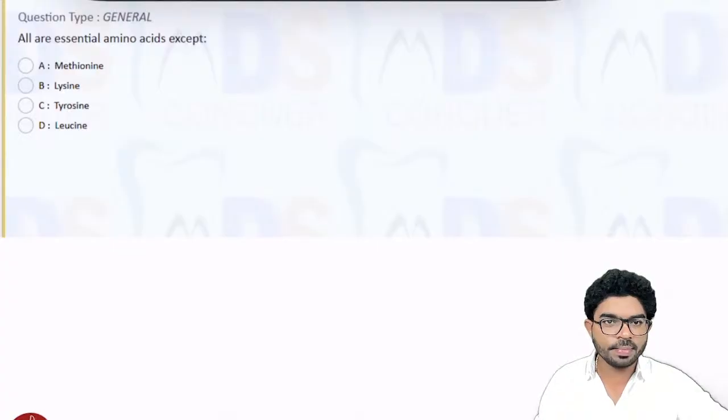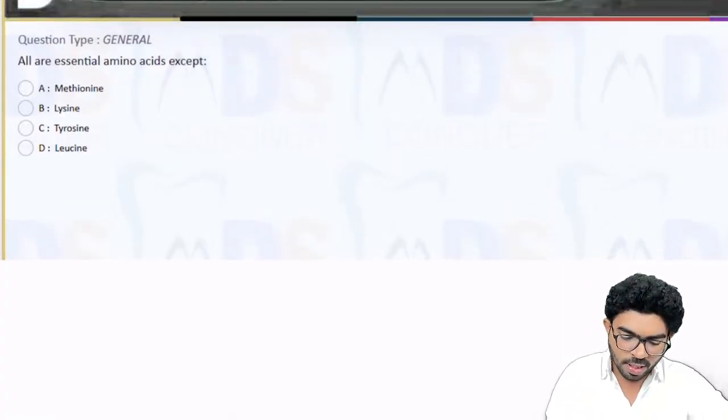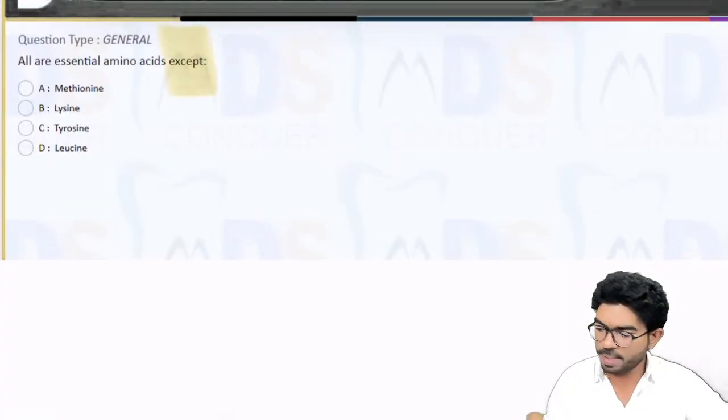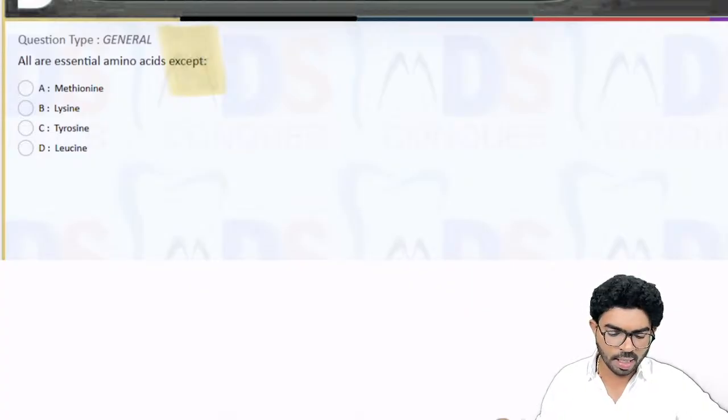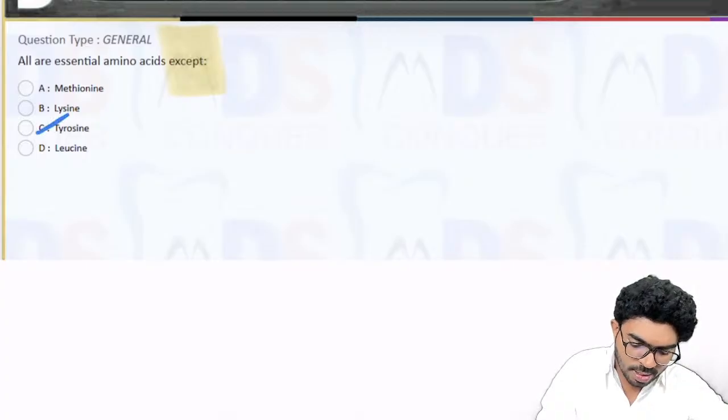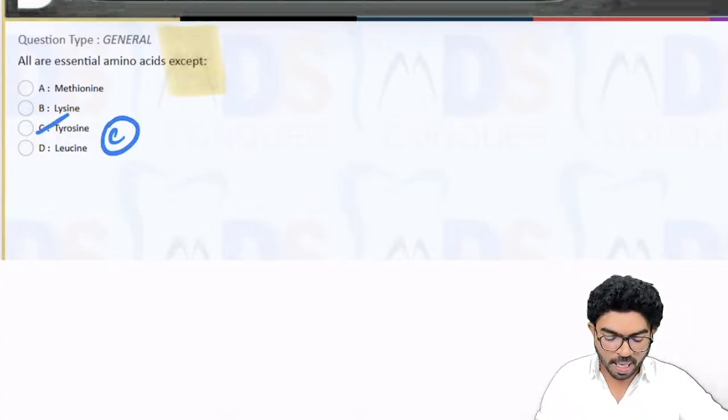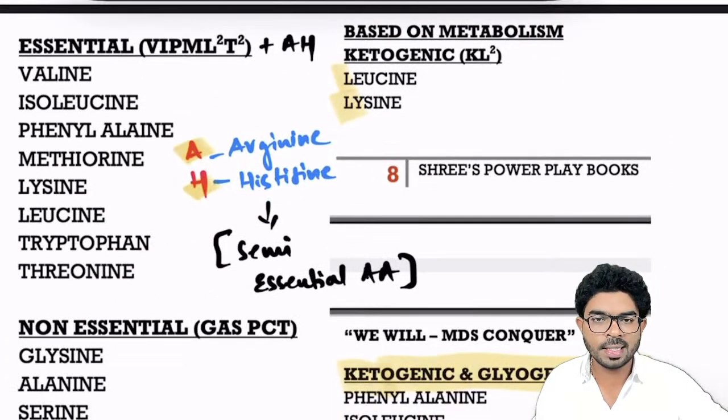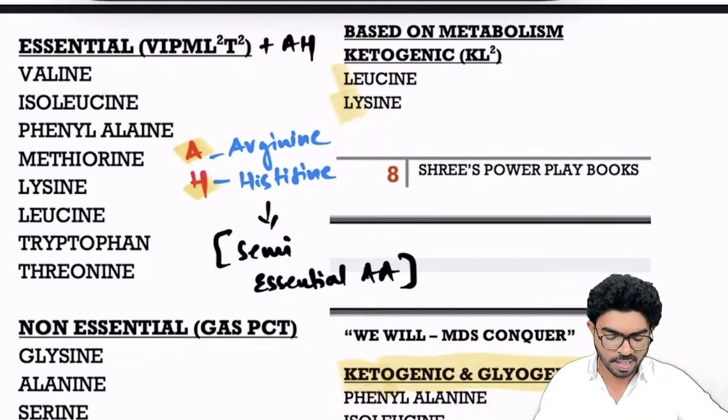Straightforward, easy question. Essential amino acids. All of the following are essential amino acids, except, again, I have given notes. All of these mnemonics are there in your PP books also. The answer is C. So just check out the classification part. Essential and non-essential amino acids are very, very frequently asked questions.